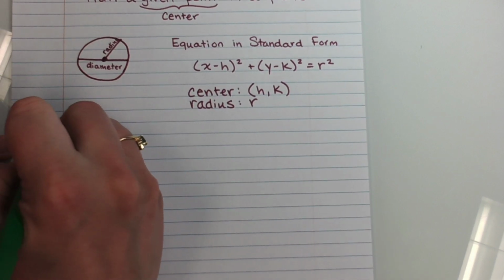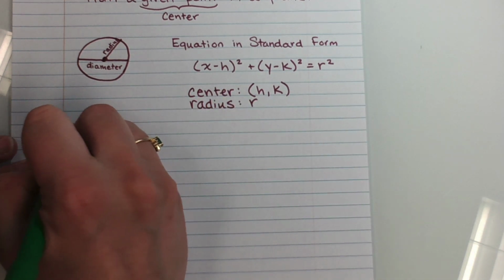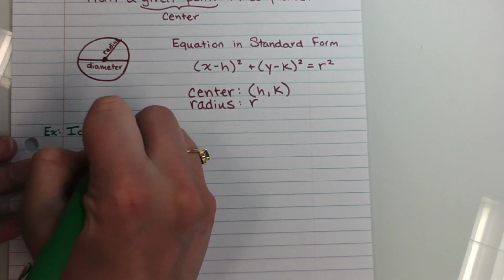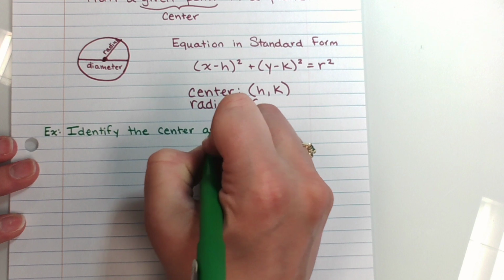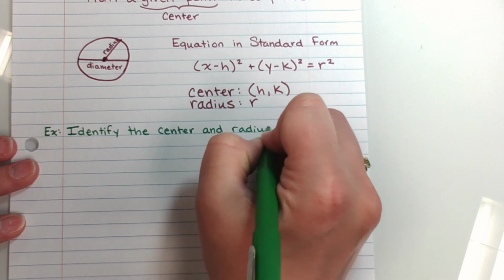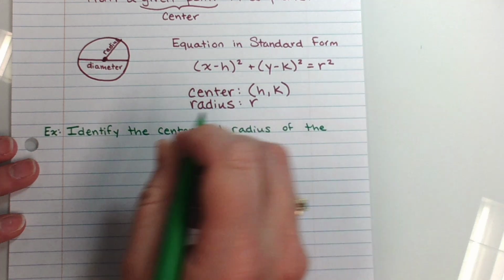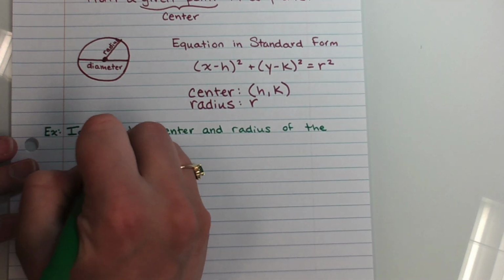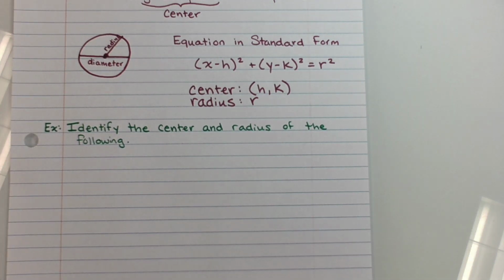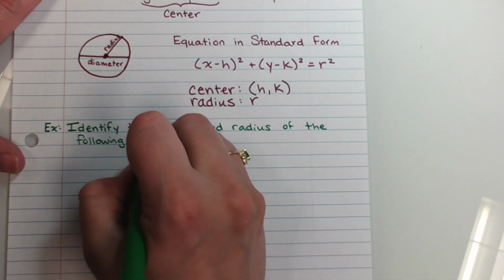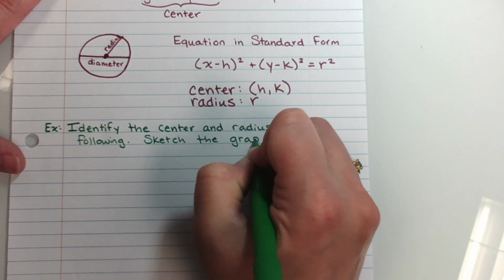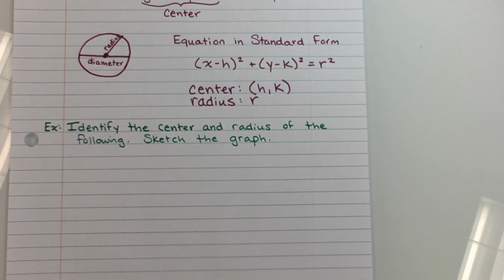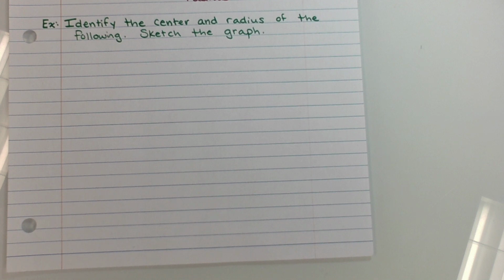Okay, so you're going to be asked to do a couple different things today. One thing you're going to be asked to do is identify the center and the radius. Another thing you might be asked to do is to sketch the graph. We're going to put those two things together. Make sure you're reading the instructions as you're going through the assignment today as to which ones you have to sketch the graph and which ones you don't.